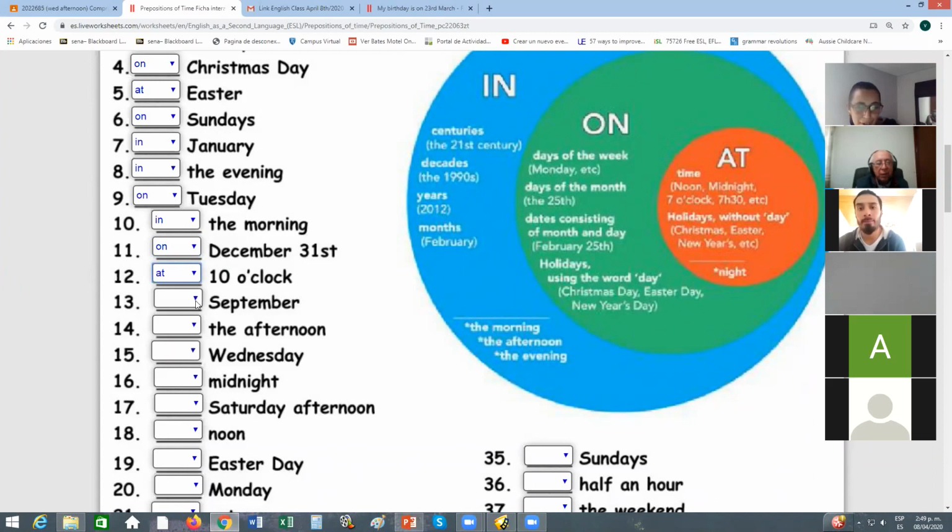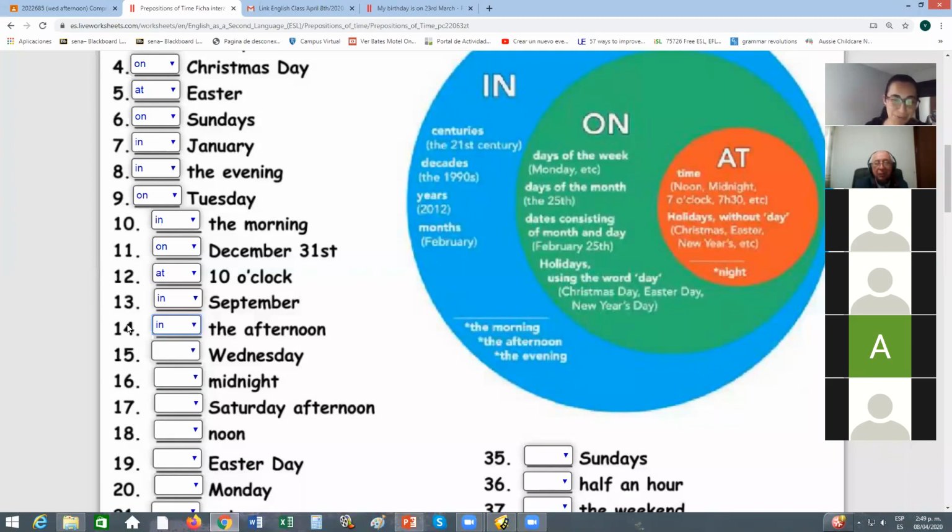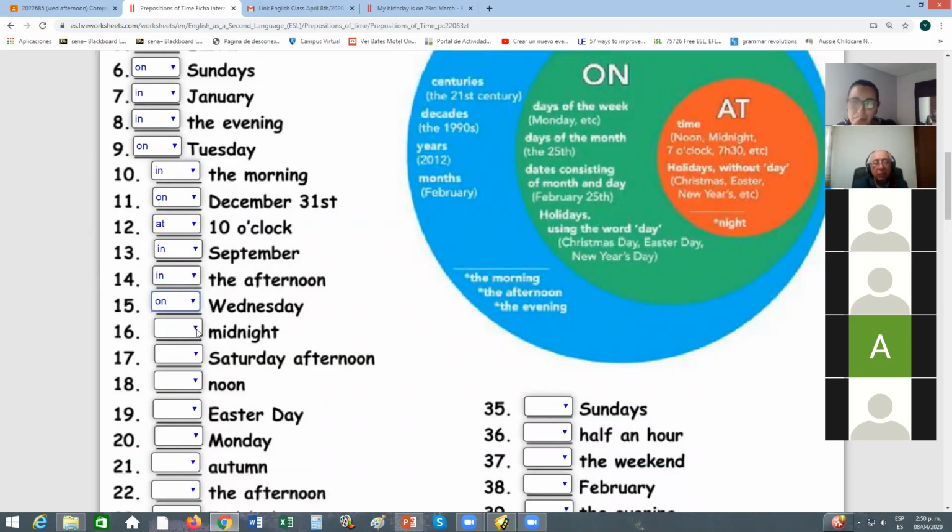September. In. The afternoon. On the afternoon? In the afternoon. Okay, I will leave in. Voy a dejar el in, pero tengo que preguntar, Carlitos, me dices on, a ver cuál de los dos es. Wednesday. On Wednesday. Midnight. At midnight, okay.